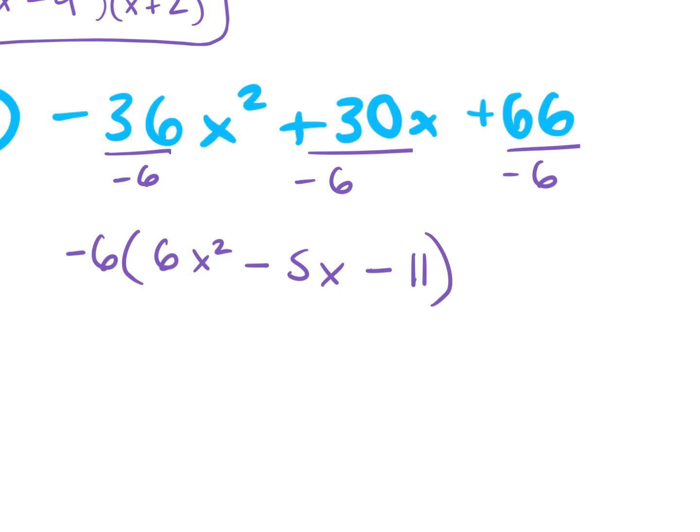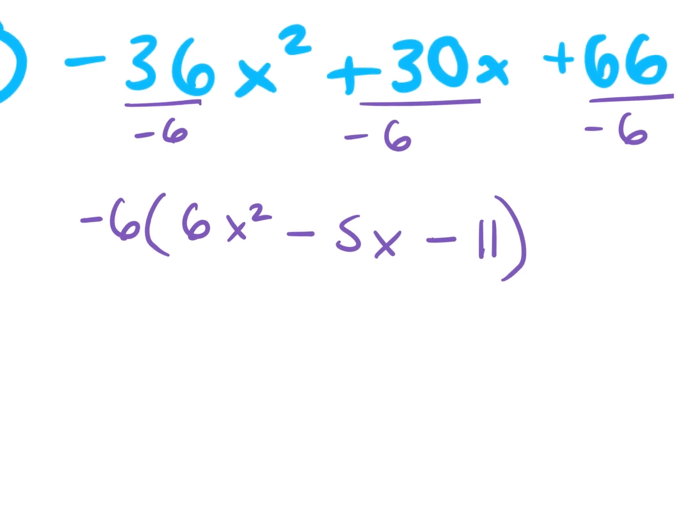Now what would we do to factor? Awesome. Multiply the first times the last. That negative 6 just stays outside. It hangs along for the ride once you take out the GCF. Now we're just looking inside the parentheses to factor. So 6 times negative 11 would be negative 66. What are two factors of negative 66 that add to negative 5?